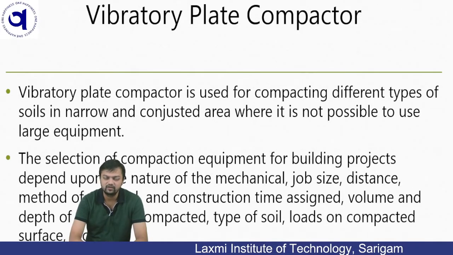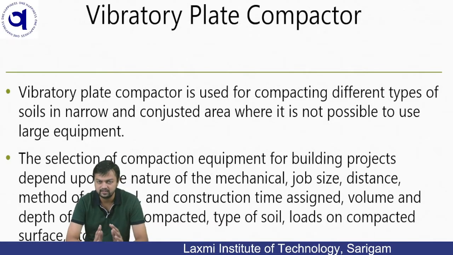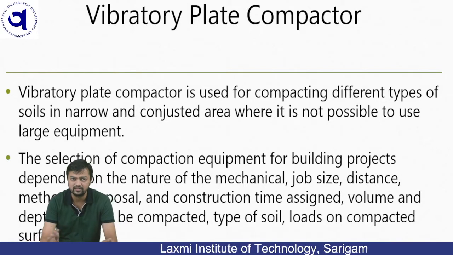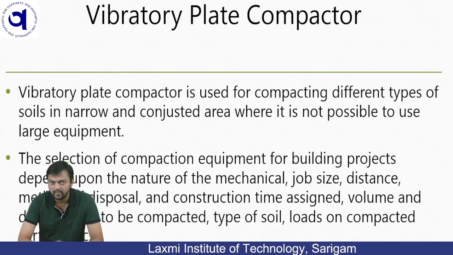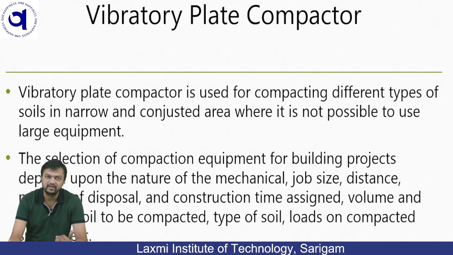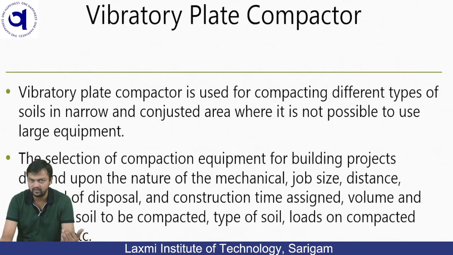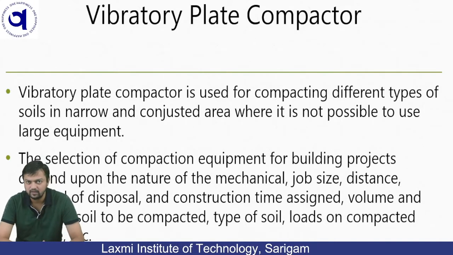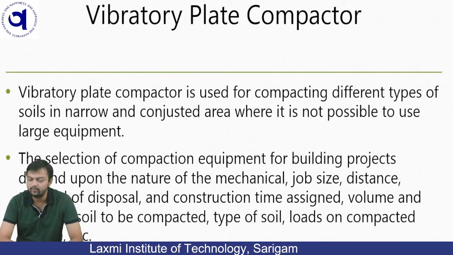Then type of soil. What is the type of soil, whether it is a soft soil or a hard soil, whether black cotton soil or red soil, or what is the category of the soil, because the category also decides whether it is a softer or a harder soil. So type of soil also matters. Then loads on the compacted surface.